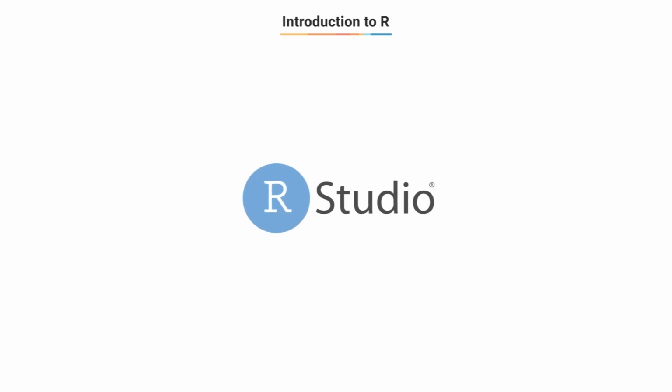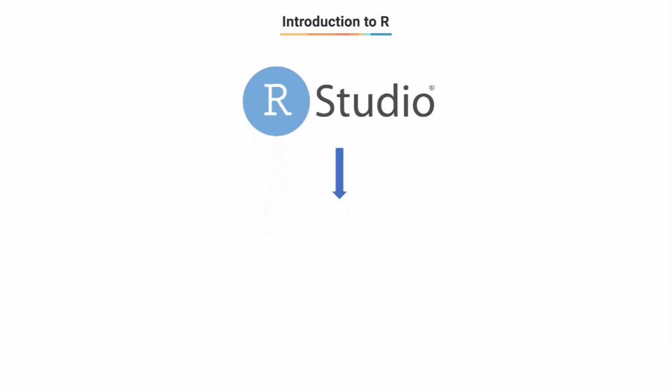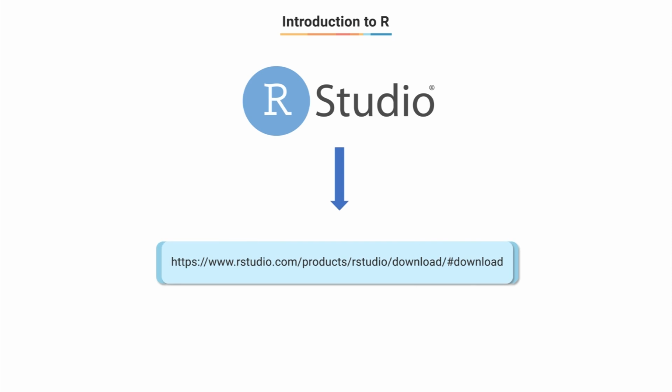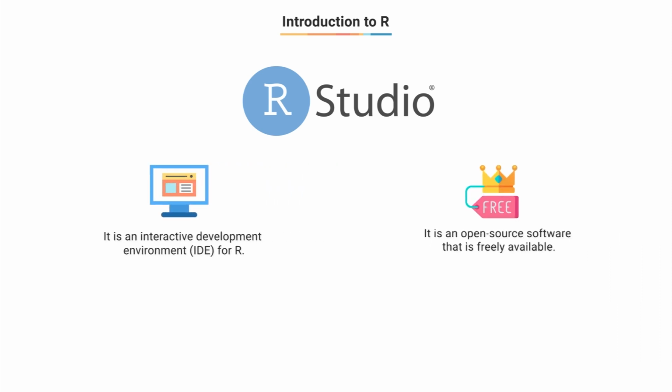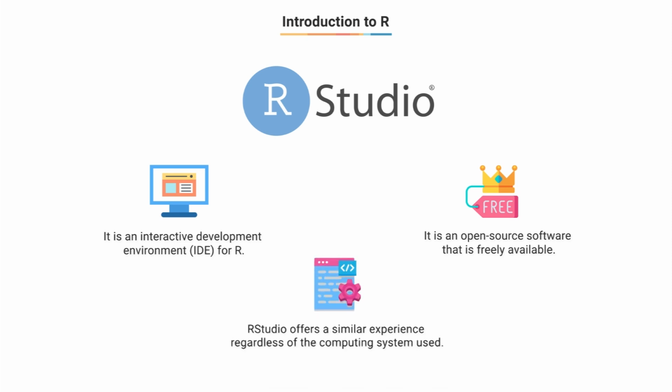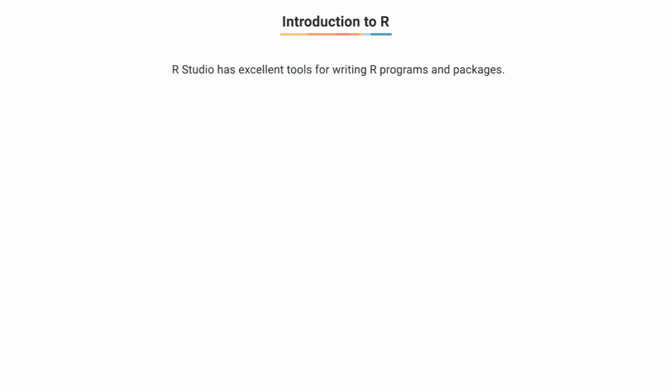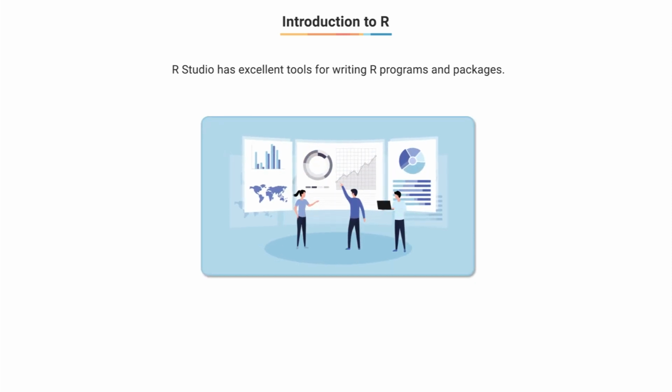Once we have done our installation, we'll install RStudio. The link is shown here to download RStudio. RStudio is an interactive development environment, IDE, for R. Like R, RStudio is open source software freely available on the internet for Windows, Mac OS, Linux, and Unix systems. Regardless of our computing system, the user experience in RStudio is nearly identical. RStudio has excellent facilities for writing R programs and packages, but more to the point for us, it provides a convenient environment to conduct statistical data analysis.